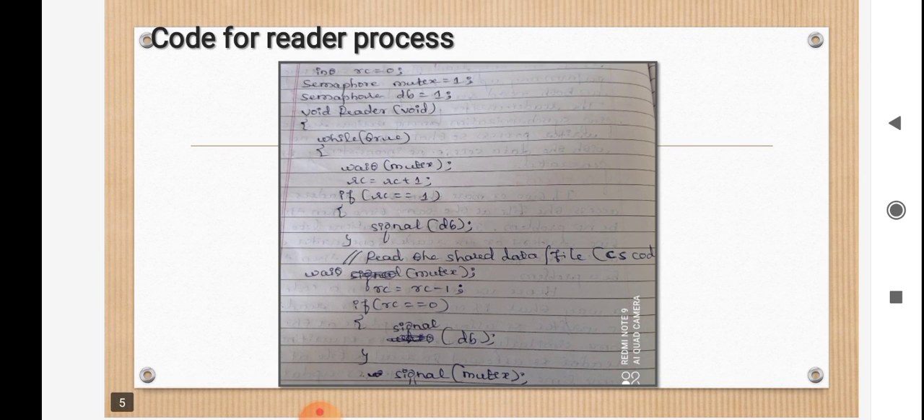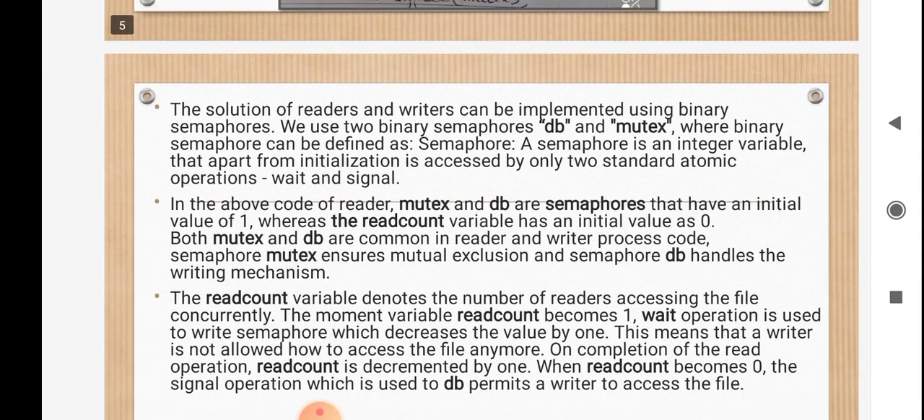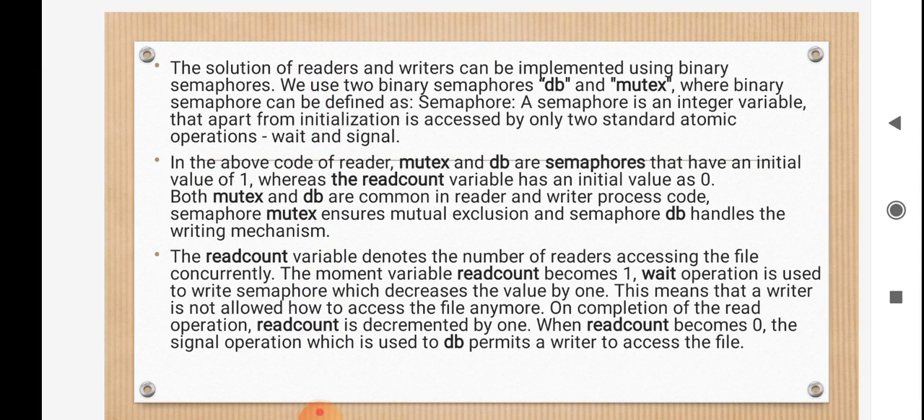Now RC equals RC plus 1, so RC is going to become 2. So RC value has now become 2. 2 is not equal to 1, so in that case we are not going to perform signal DB. Only if it is true do we increment the value of DB. If not, we are reading the shared data file. Clear?